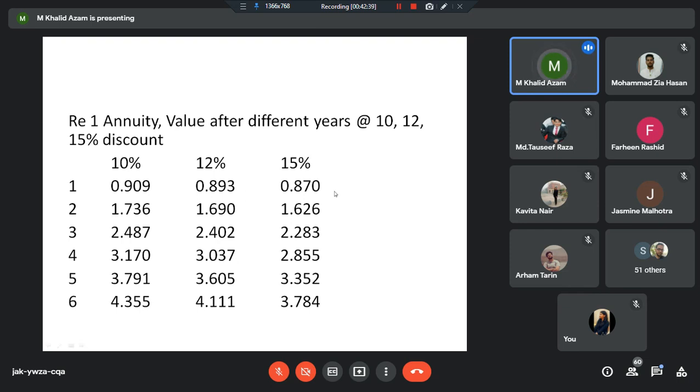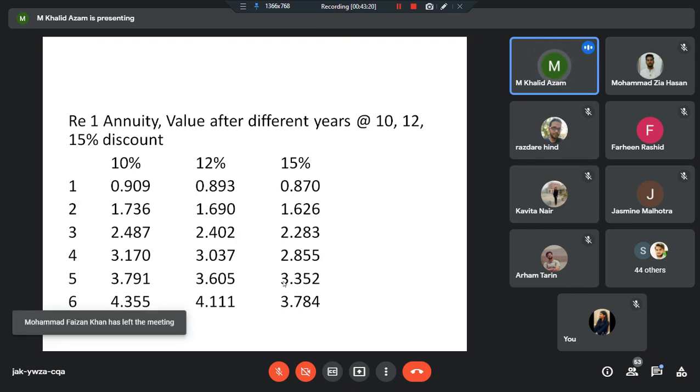So as we increase the discount rate and the period, we find that this figure is going to reduce further. In the third year, its value is going to be, we have received 3 rupees, but its value is only 2.283. In the fourth year, you have received 4 rupees, but at 15%, it is not even 3, it is 2.855. Now you have received 5 rupees, but with only a 15% discount, its value has come down to 3.352.